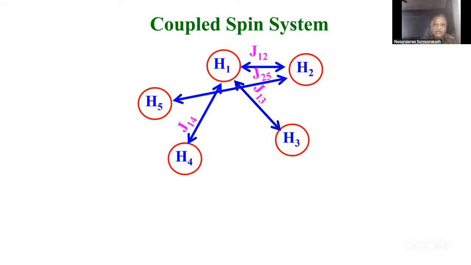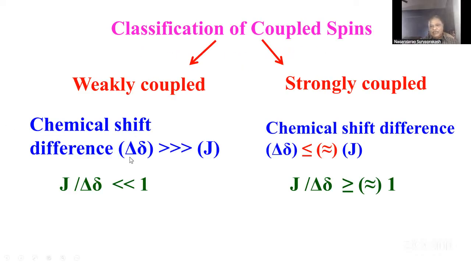Spins can be strongly coupled or they can be weakly coupled. Now the next question is, what is strongly coupled and what is the meaning of weakly coupled? I'll explain to you here if you go further. For example, weakly coupled is one. I consider 2 protons, A and X.